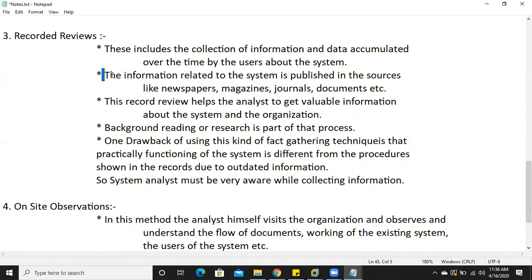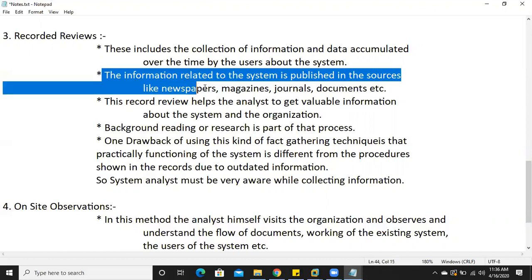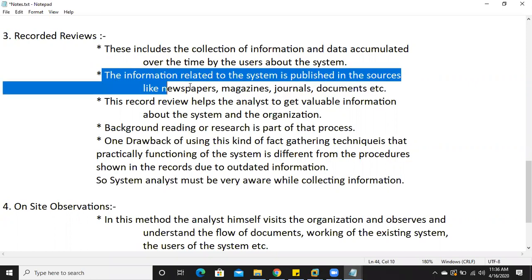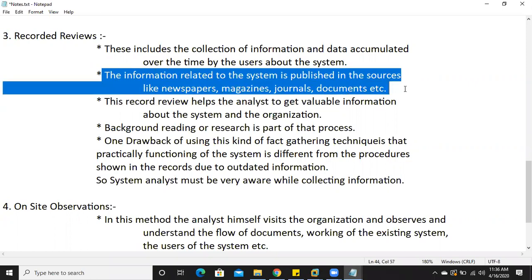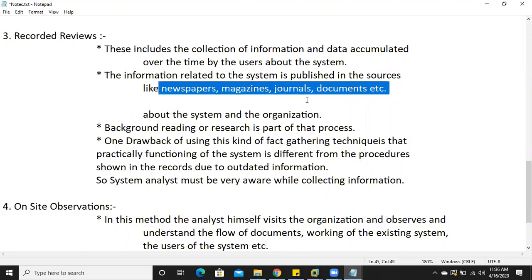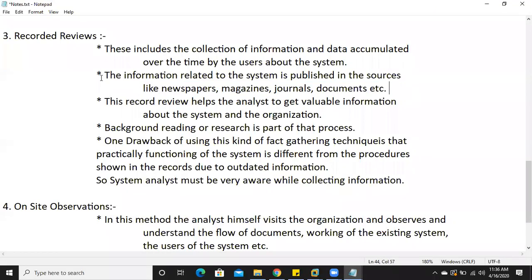All right, so we will also collect information from these sources, newspapers, magazines, journals, documents, etc. We will collect our information from these sources too, because these are also recorded information. So we will find out different sources for collecting the information.